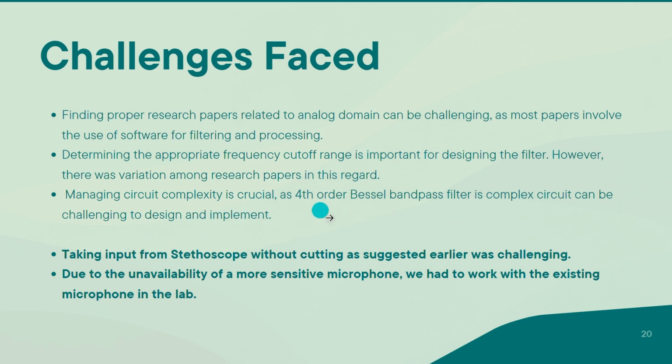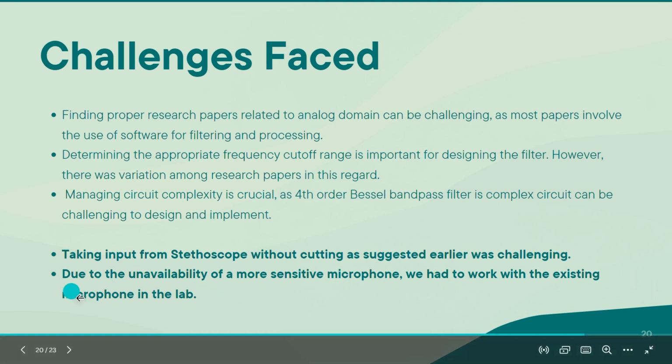challenging to design. Now, taking input from the stethoscope without cutting, as suggested earlier, was challenging because we have to insert our microphone inside a tube of the stethoscope, and since we were not allowed to cut the stethoscope, taking the input from the other end of the stethoscope becomes challenging, as it intakes various surrounding noises also. And due to unavailability of a more sensitive microphone, we had to work with the existing microphone in the lab.